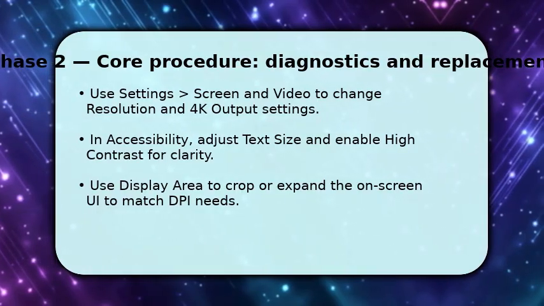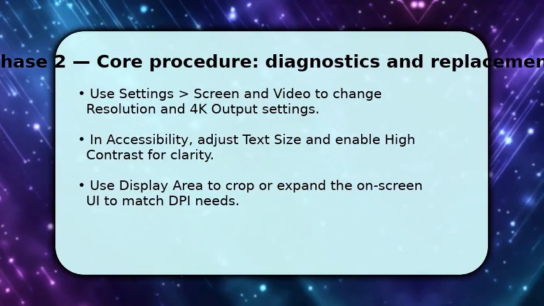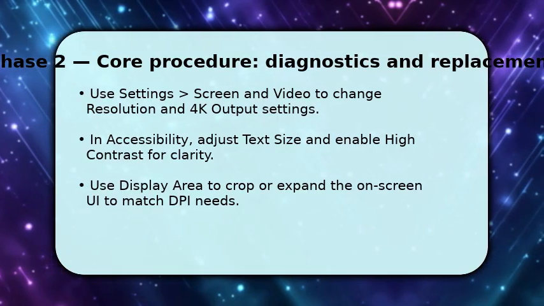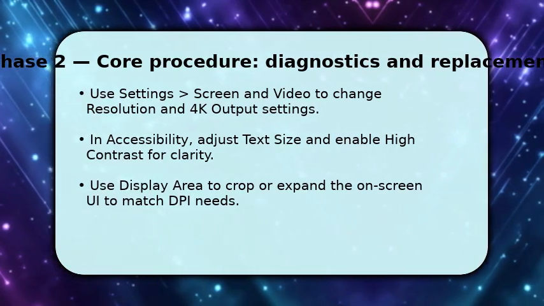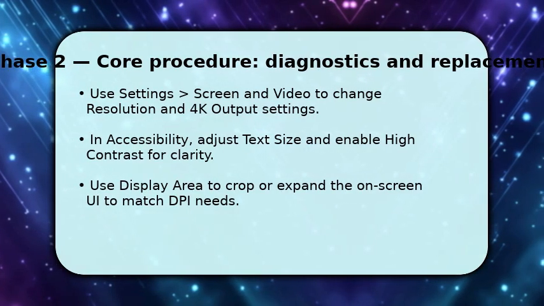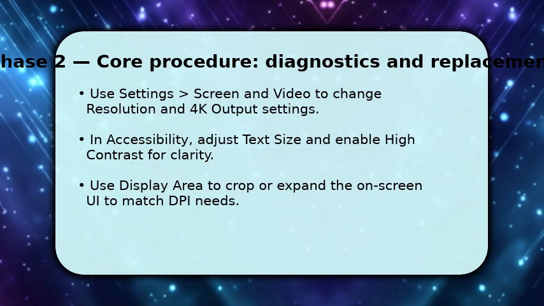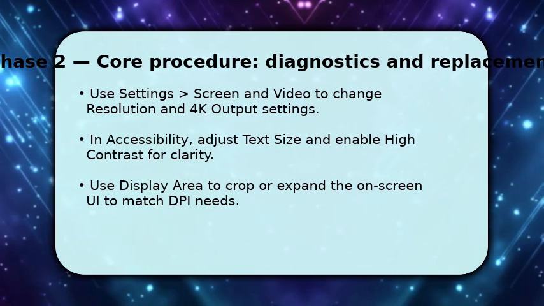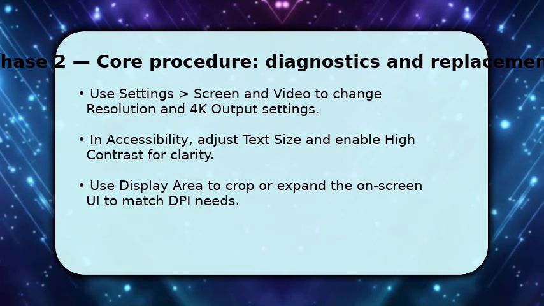This directly increases readable elements without re-rendering graphics. Also use display area to shift or crop the UI so buttons and text sit correctly on your screen. These combined changes let you tune how big interface elements appear and why each setting matters.